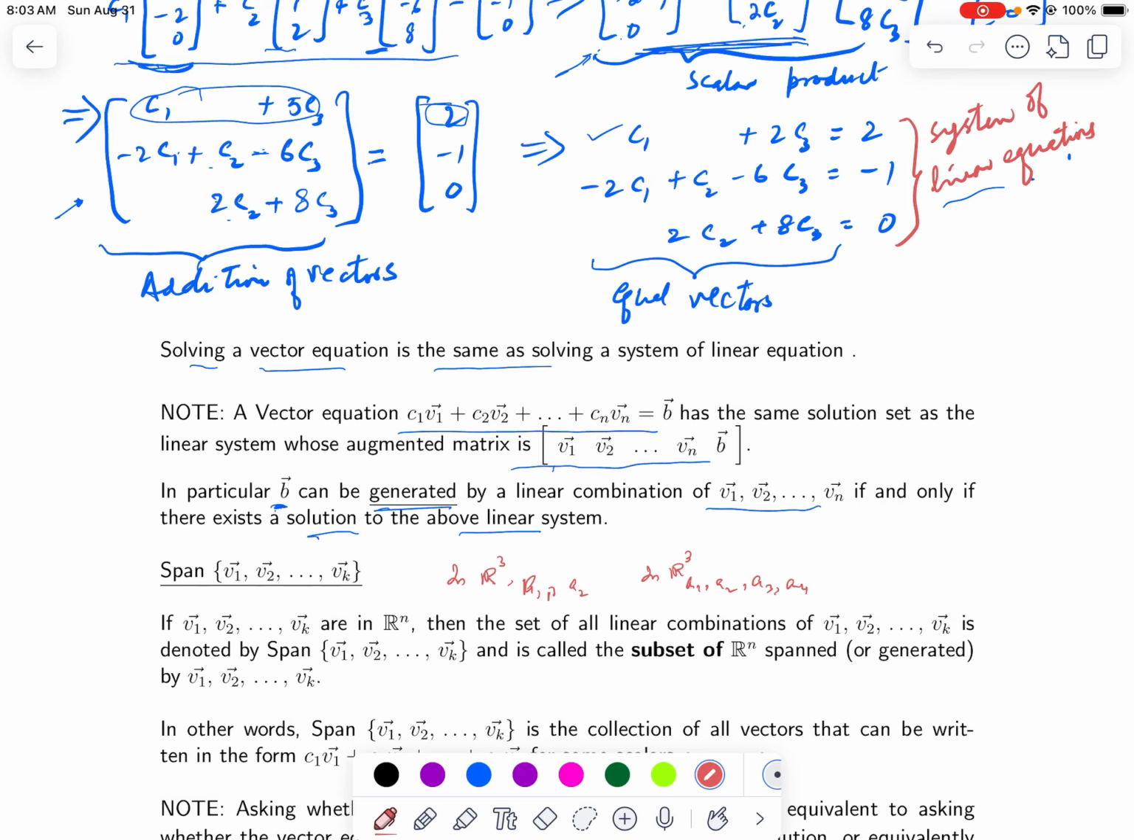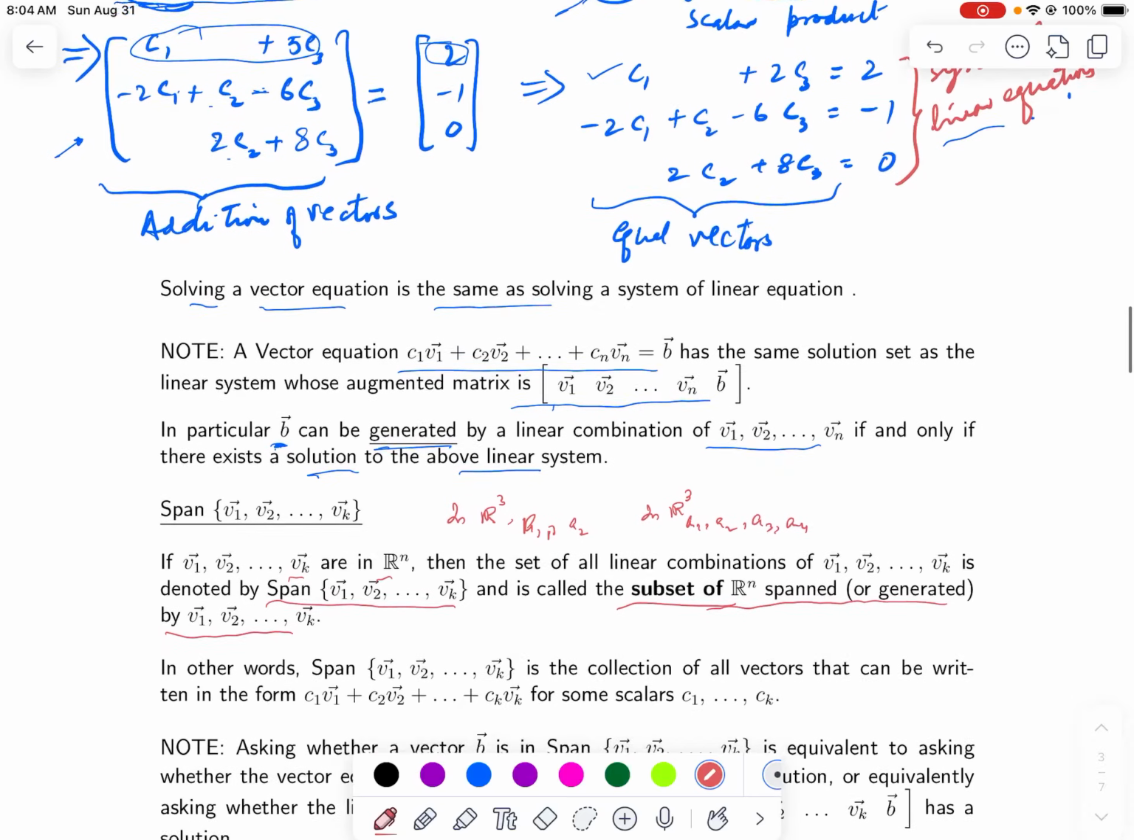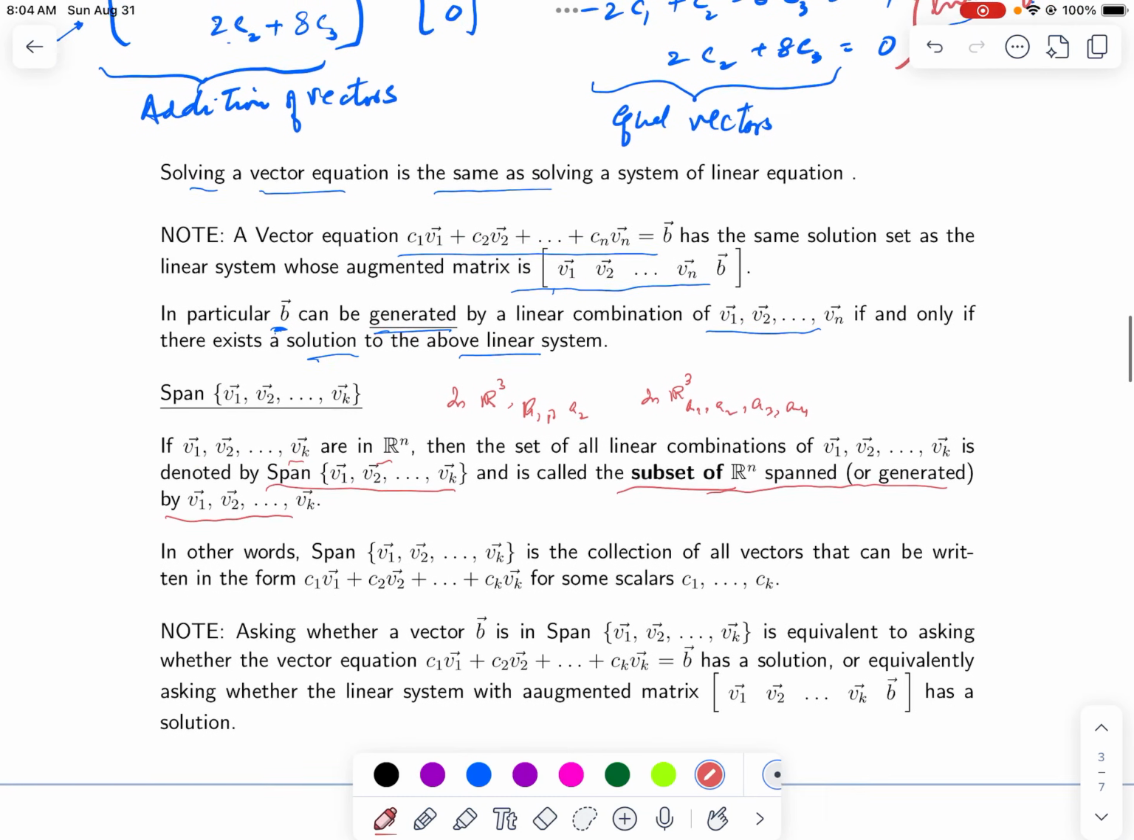So we say if v1, v2 up to vk are in Rn, then the set of all linear combinations of v1, v2 up to vk is denoted by span of v1, v2 up to vk, and it is called the subset of Rn spanned by these vectors or generated by those vectors. So this is a new concept, spans of vectors.